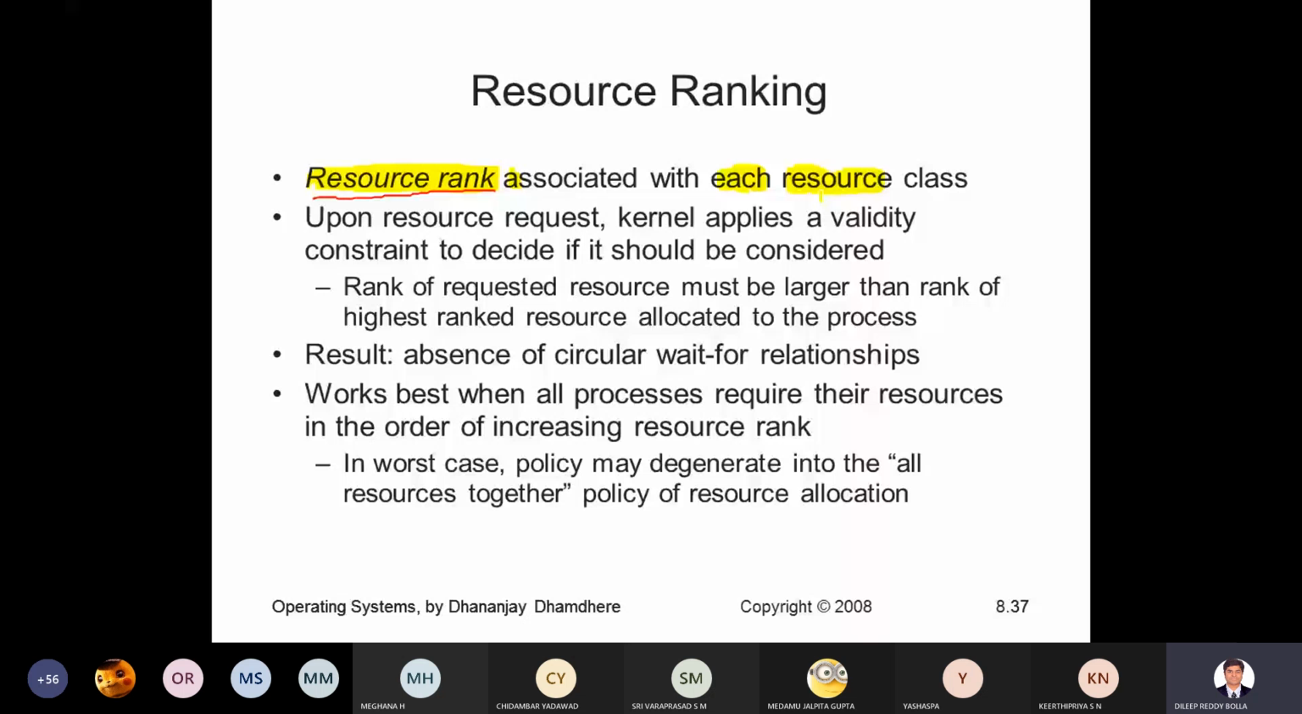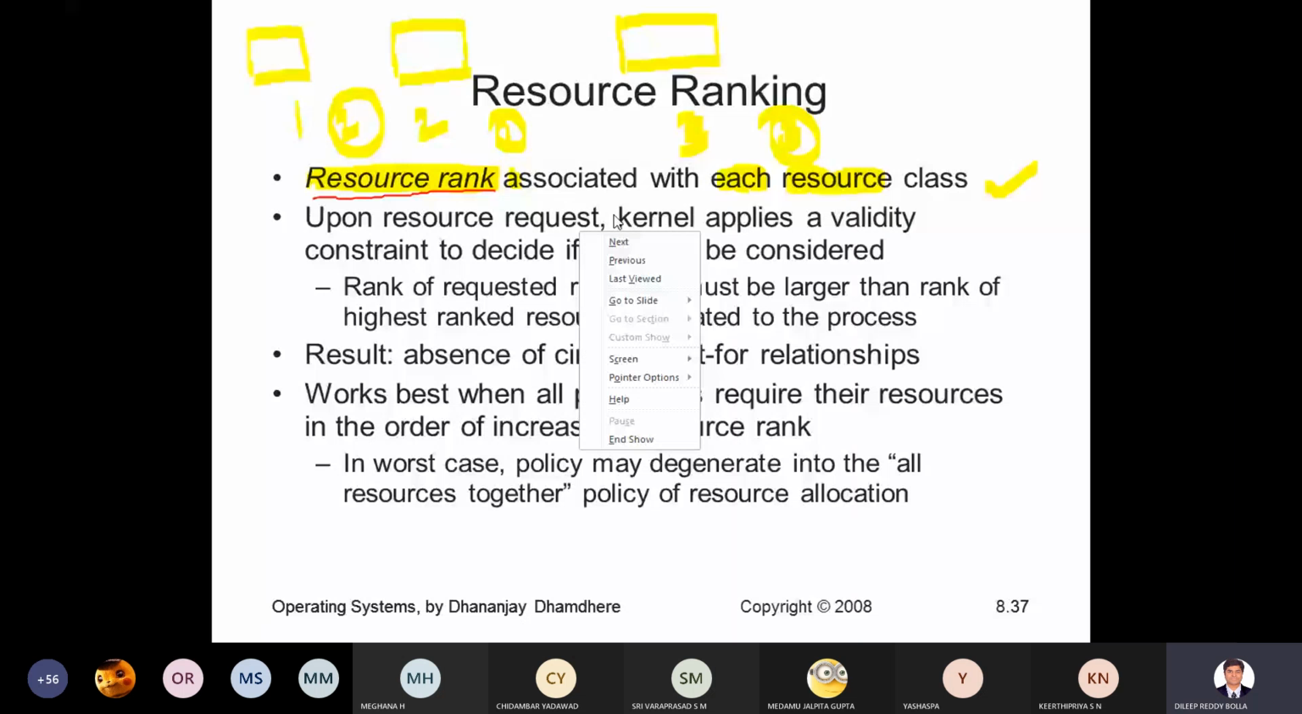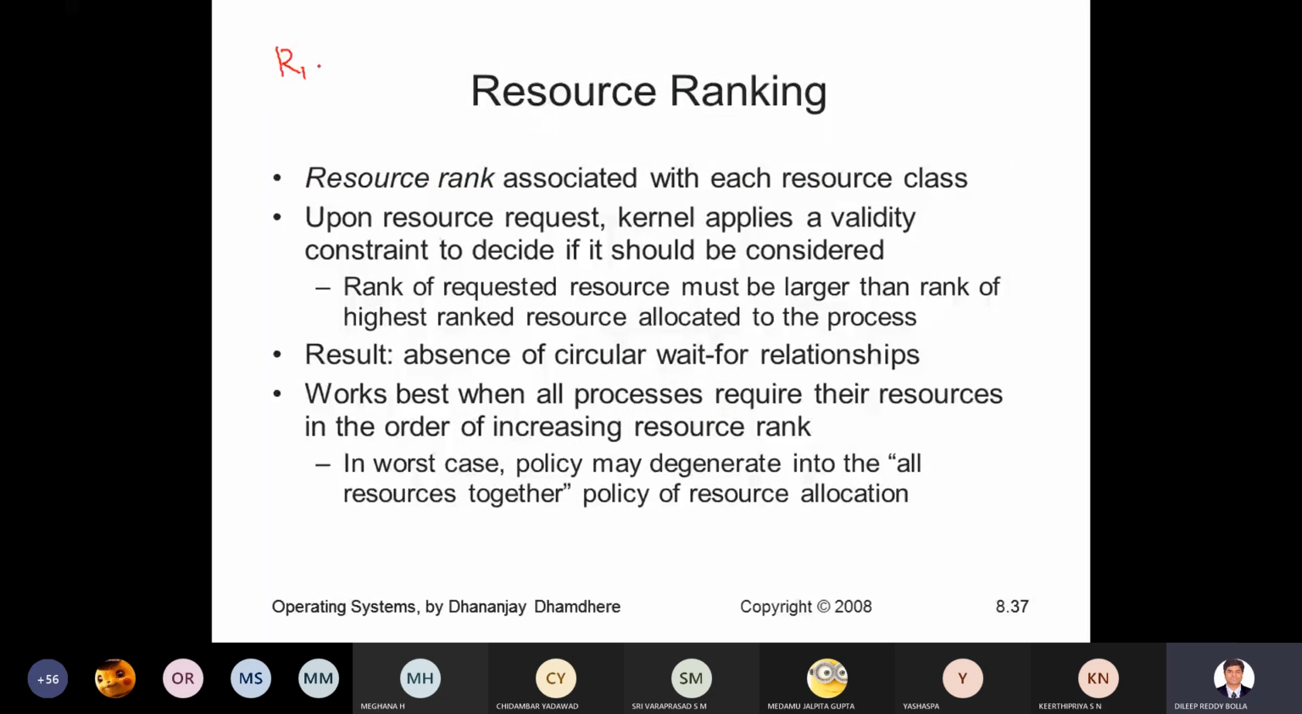Let us say we have a resource here, here, and here, like this we have resources 1, 2, 3. We'll give the ranking for these. Let us say this is first rank, this is second rank, and this is third rank. So this way we can give the ranks to resources R1, R2, and R3. What we are going to do with the ranks, let us see.